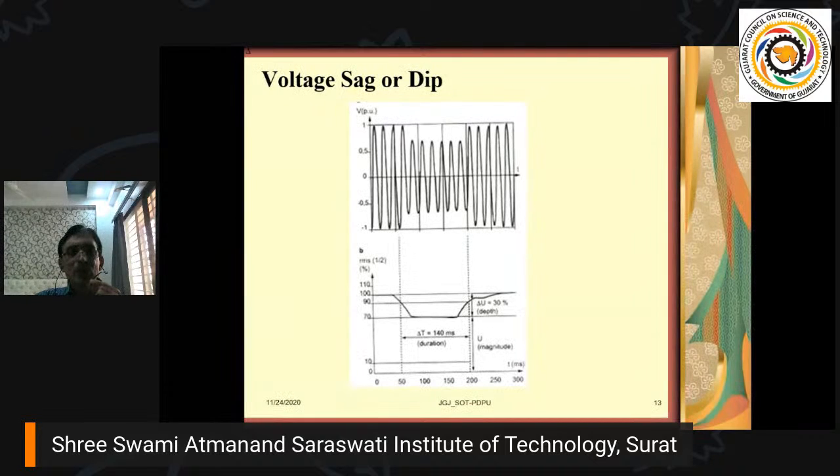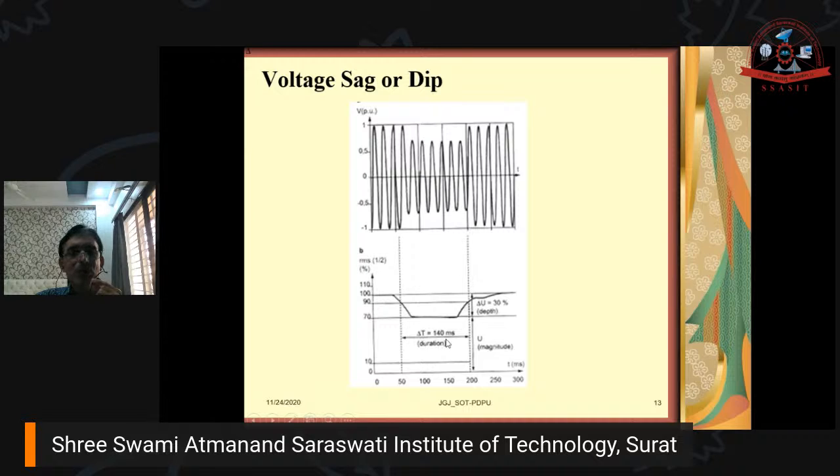You can see the voltage sag, I already told you, is characterized by the magnitude of depth delta V and the duration delta T, right? The duration may be between half cycle to less than 1 minute. Here the duration delta T is equal to 140 millisecond, so you can see the voltage dip occurs.